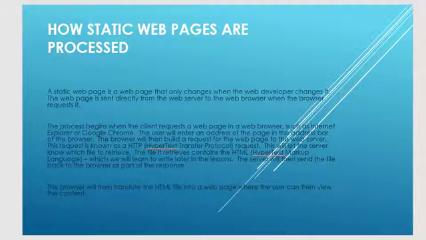to a browser such as Internet Explorer or Google Chrome. They'll enter an address on the web page in the address bar. The browser will then build a request for the web page to the web server, which is known as a HTTP request. This will let the server know which file to retrieve. The file retrieved contains HTML. That's your hypertext markup language, which we're going to learn later on how to code. The server will then send the file back to the browser as part of the response. The browser will then translate the HTML file into a web page where the user can then view the content.